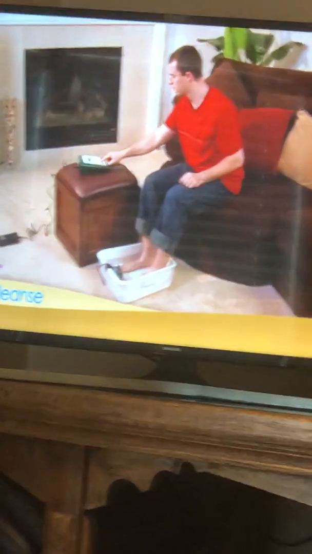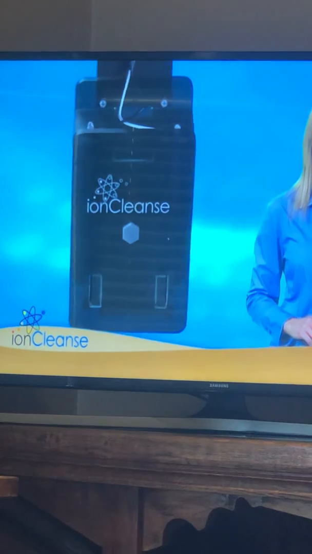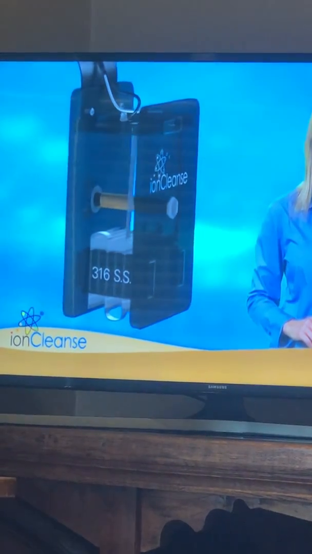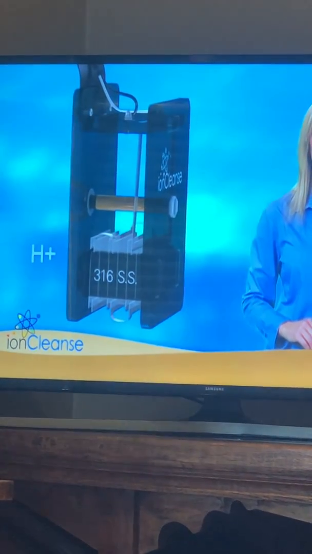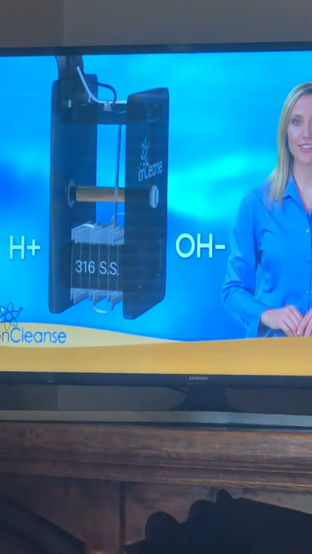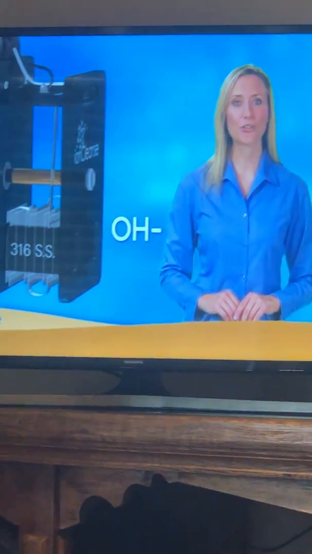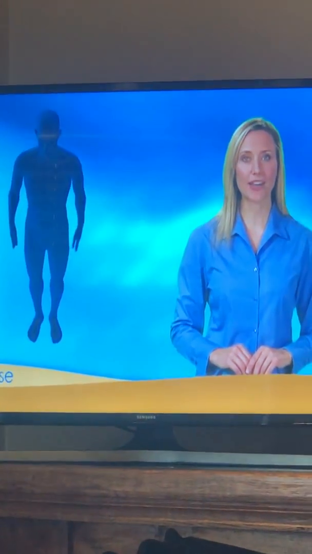delivers a small direct current into the array. The metals within the ion array cleanse, in combination with the water and salt, generate positively and negatively charged ions by separating hydrogen and oxygen from the water molecule. These ions neutralize charged particles in the body. The neutralized particles are pulled out of the body through the skin via osmosis and diffusion.